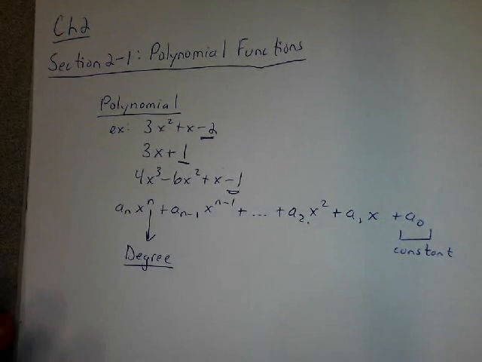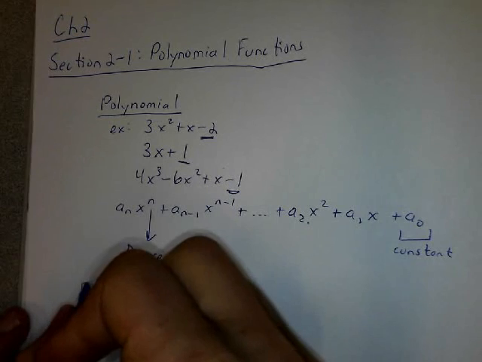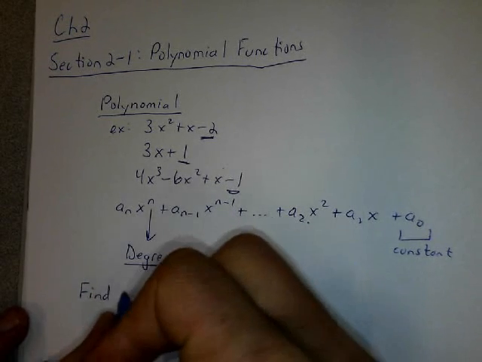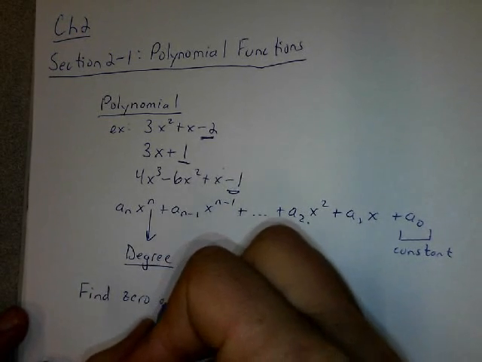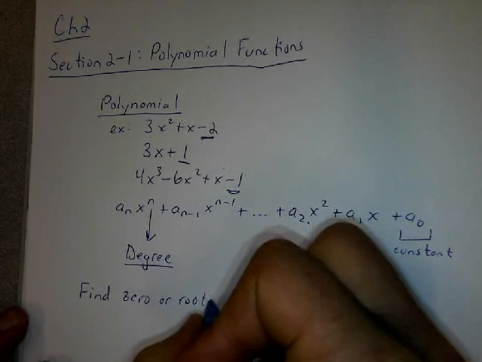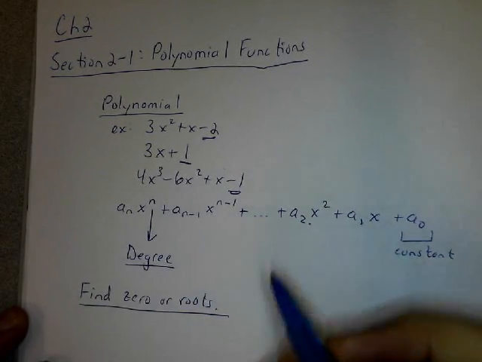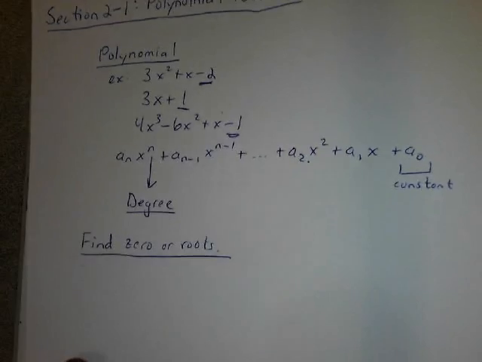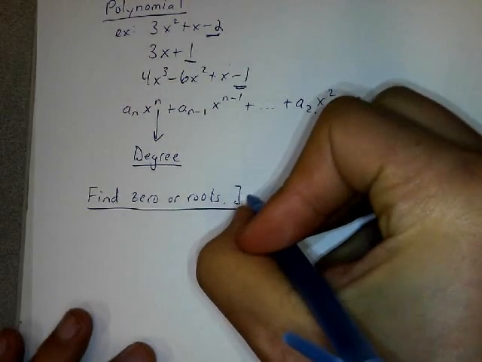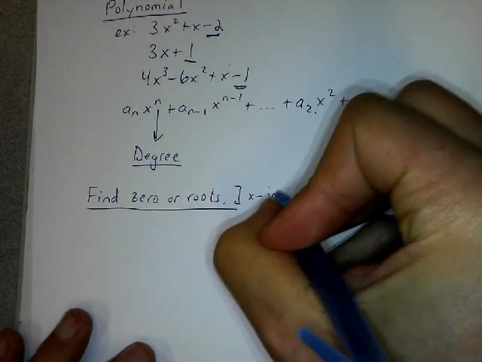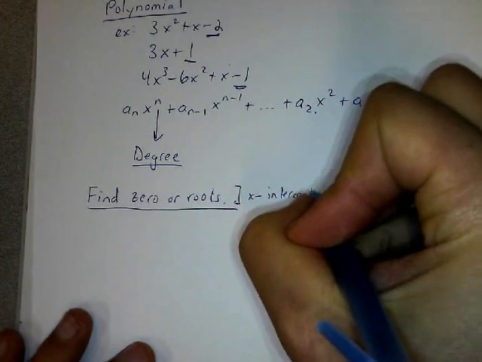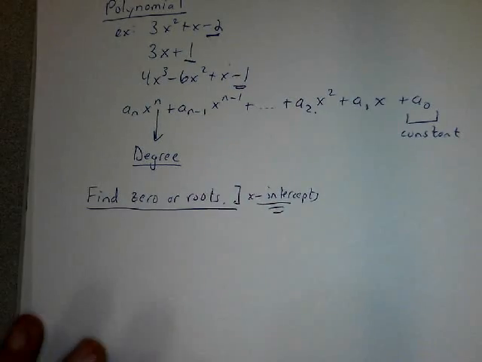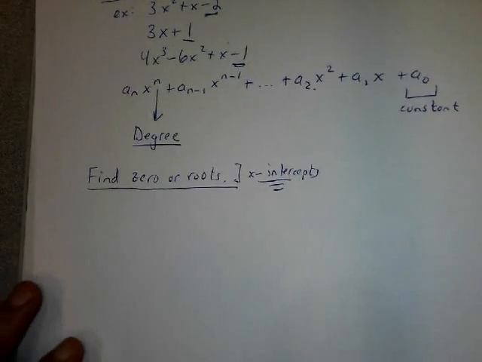The big thing we want to do in this chapter is find the zeros or the roots. The zeros or the roots are nothing more than x-intercepts. These are two different names for x-intercepts. So let's do a couple problems where we just find the zeros or the roots of a function.